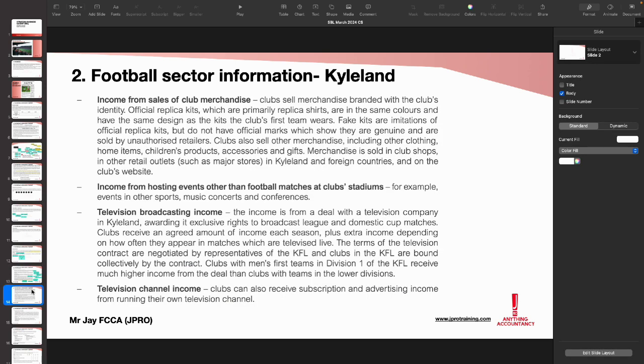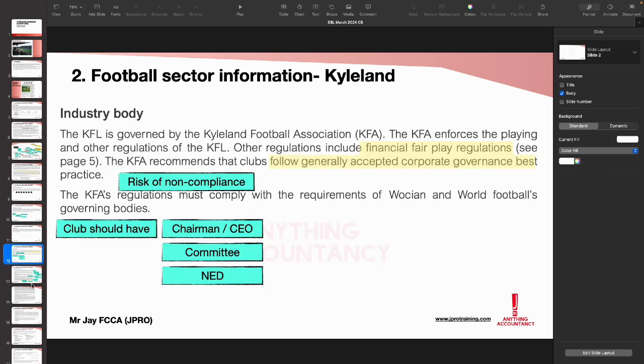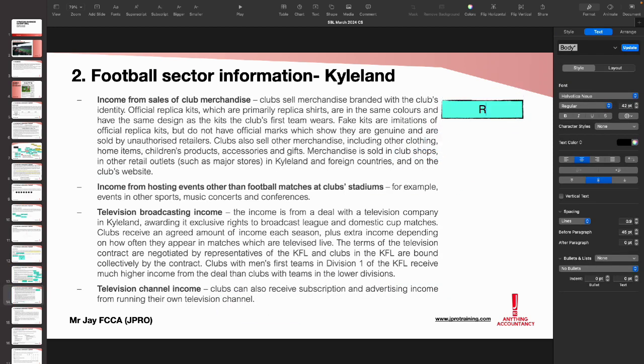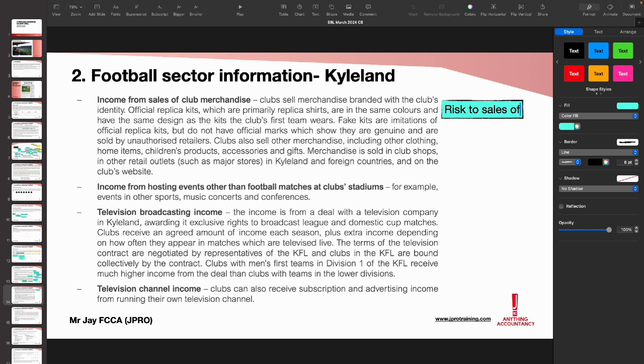Now let's move on to the other income. Income from sale of club merchandise. Clubs sell merchandise branded with club identity, official replica kit, primary replica shirts in the same colors, with the same design as the kits the club's first team wears. Fake kits are imitations of official ones but do not have official marks which show they are genuine, and are sold by unauthorized retailers. So this is something you need to know, that there is some risk to your brand, or risk to sales of merchandise. There is a risk because you got fakes.